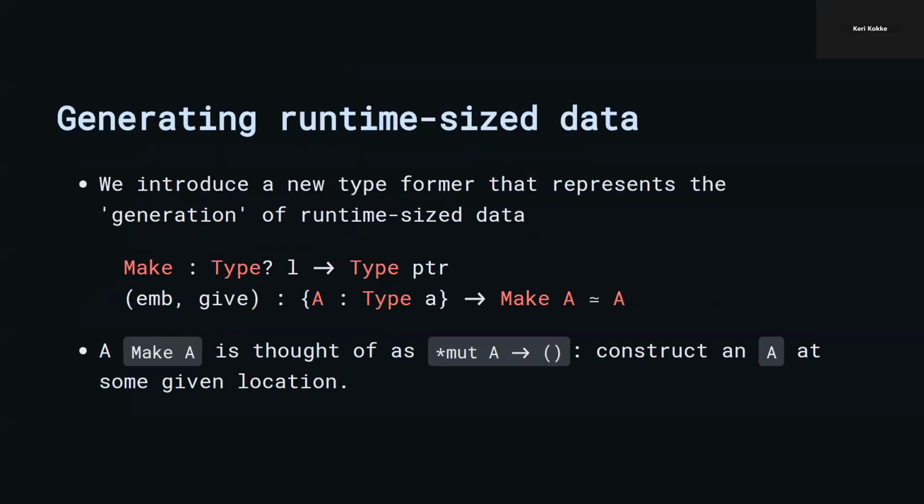Okay, then, in order to actually construct inhabitants of types whose size is only known at runtime, we need a way to do that. The way to do that is this new type former that essentially represents the generation of runtime size data. It takes any type of any layout, which might be only known at runtime, and it's just pointer sized. And for sized types, make A is pretty much equivalent to A. The way you can think of this is that make A is basically a function that takes a mutable reference to some location and fills it in with the data of A. Of course, we can't actually write this in the language, but this is sort of how it's going to be compiled.